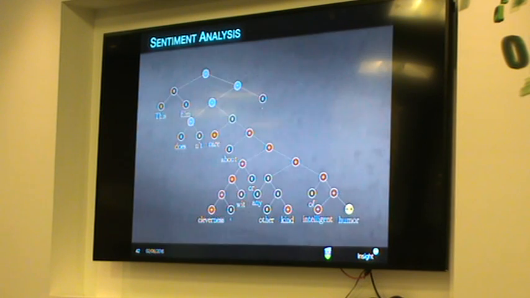Okay, so this is a case where you've got to understand the structure of the sentence, the actual structure of how the words are put together, and what they mean in order to understand what the sentiment of the sentence is. It's no good just to look at the words and understand that they're a positive sentiment or a negative sentiment word. You've got to understand the structure.